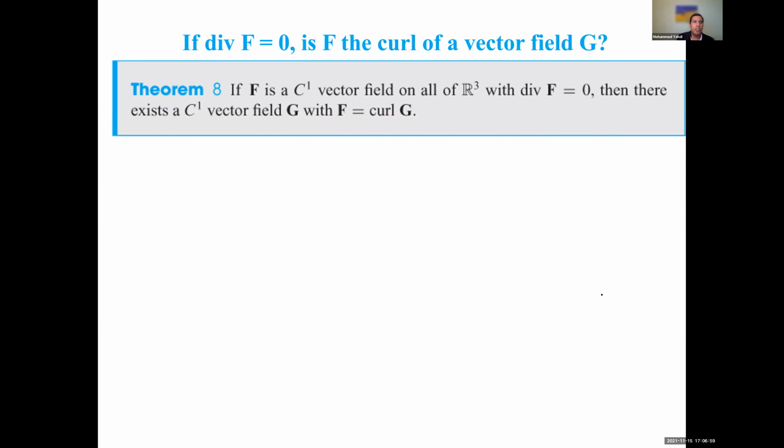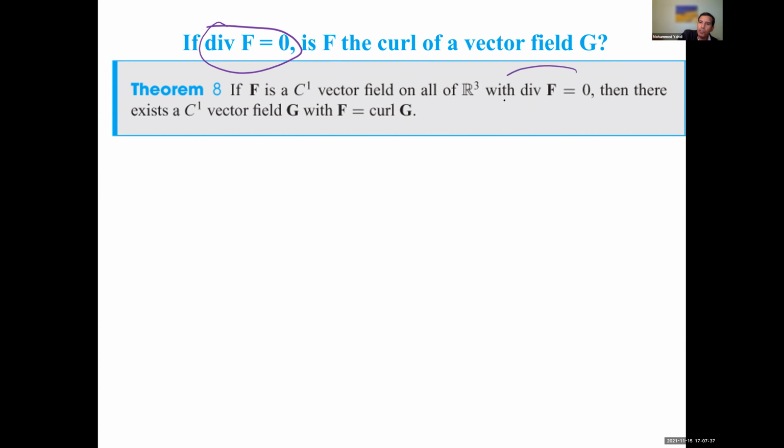Okay, to finish today's class, what happens if the divergence of F is equal to 0? This is just additional information. We're going to talk more about divergence in the next section, section 4. Just saying here that if the curl of F is equal to 0, F is conservative. A natural question is, what if the divergence of F is equal to 0? Can F be the curl of a vector field G? The answer is yes.